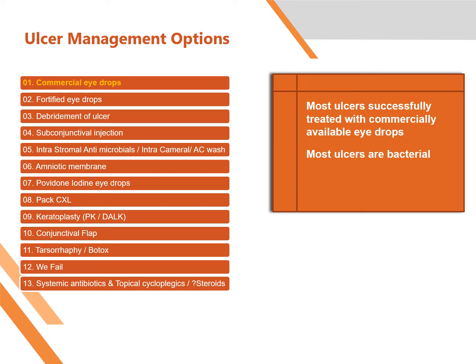First of all, the first line of treatment is the commercially available eye drops. Commercially available eye drops are either antifungal or antibacterial. Remember, most ulcers are successfully treated with commercially available eye drops, and most ulcers are bacterial. So what you will be looking for are the antibacterial commercially available drops.